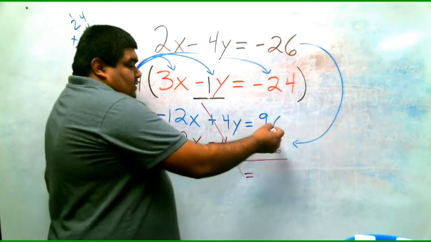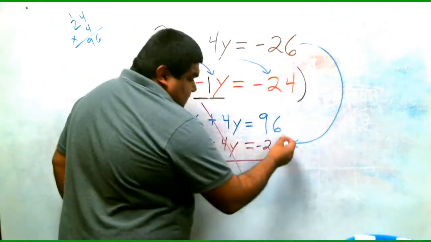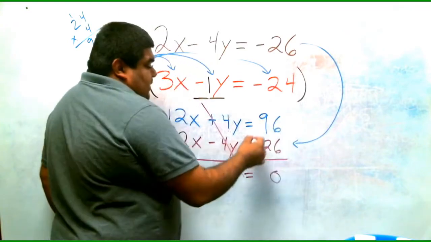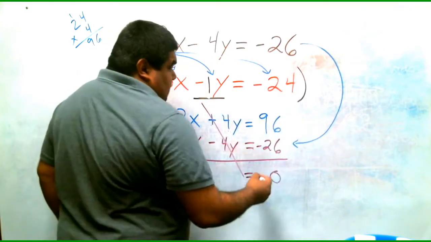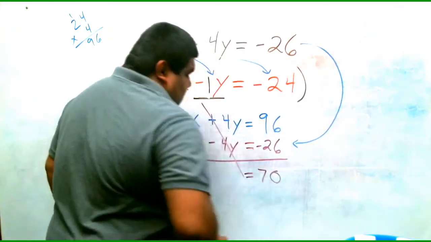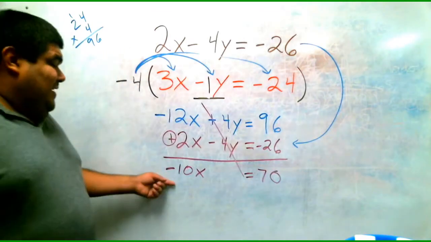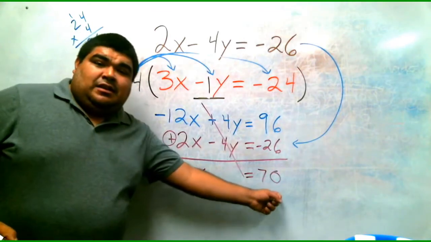We have 6 over 0. 6 take away 6 is 0. 9 take away 2 is 7. So we have negative 10x equals 70.